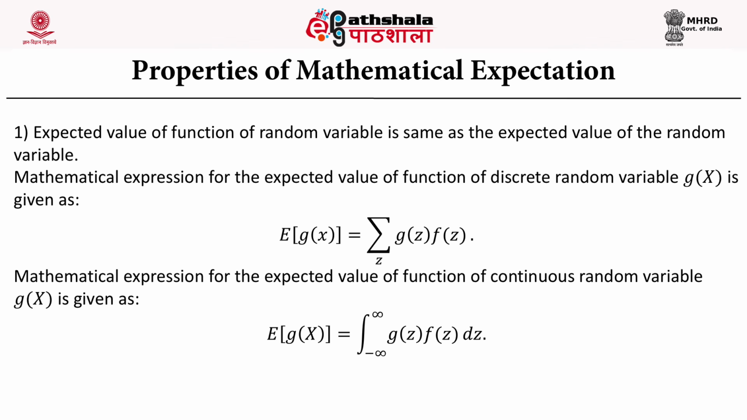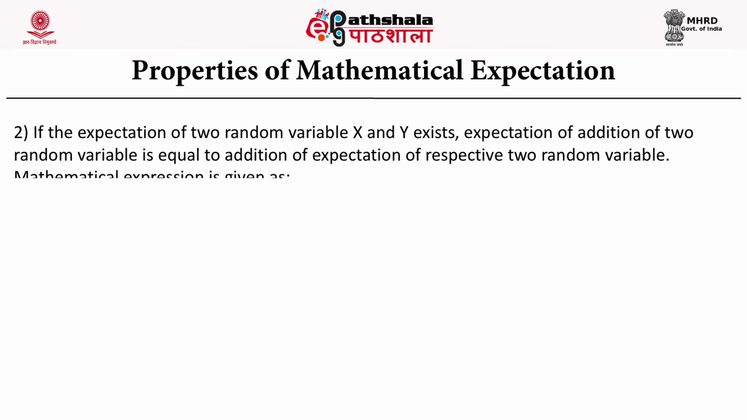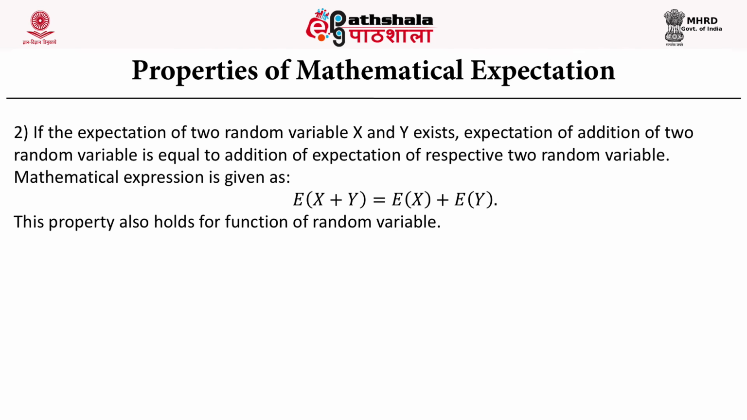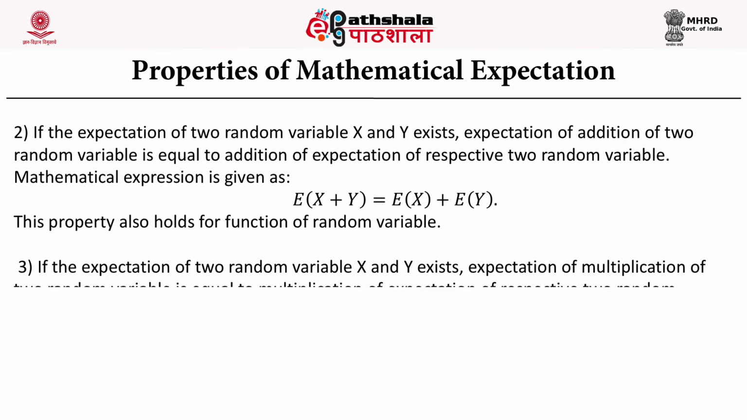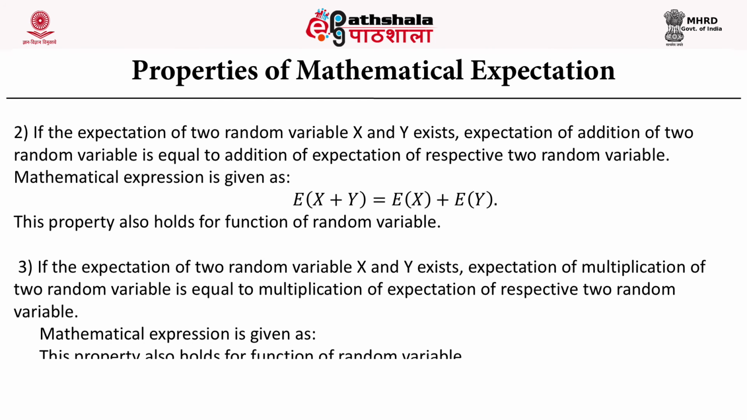So the mathematical expression is given here as expectation of x plus y is equal to expectation of x plus expectation of y. This property also holds for functions of random variables. If the expectations of two random variables x and y exist, the expectation of the multiplication of the two random variables is equal to the multiplication of the expectations of the respective random variables. So the mathematical expression is given here as, the property also holds for functions of random variables, that is expectation of xy is equal to expectation of x and expectation of y.